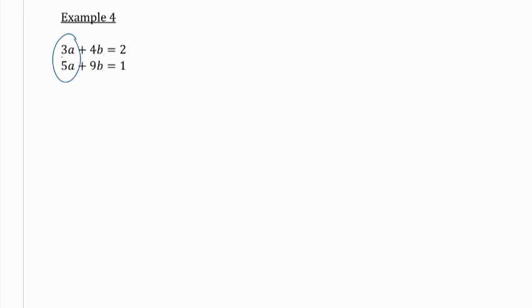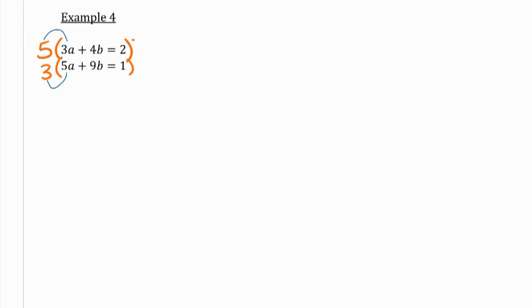So I'm going to look at 3A and 5A. Now, the easiest way to go about this is to just multiply one by the other. Otherwise, you can think about a common denominator and multiply by something to get that number, okay? But in this case, I'm going to take the top equation times 5, and I'm going to take the bottom equation times 3. When I do 5 times 3, I'm going to get 15. And here, when I do 3 times 5, I'm going to get 15. So it's going to make that first number both be 15.